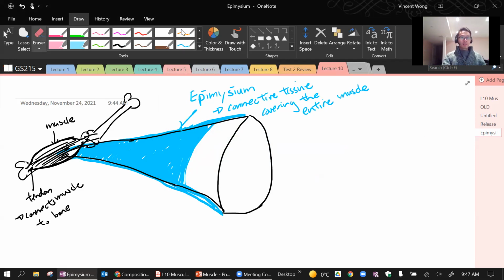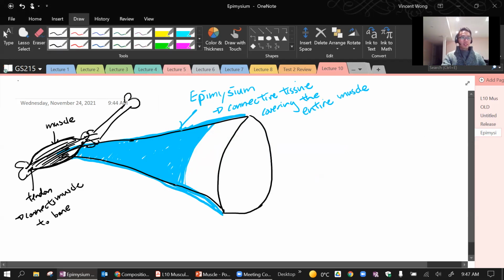Okay, probably should give a name for this. This is muscle organization.